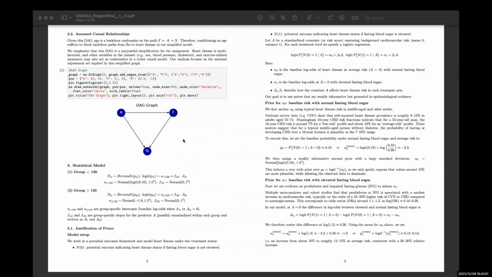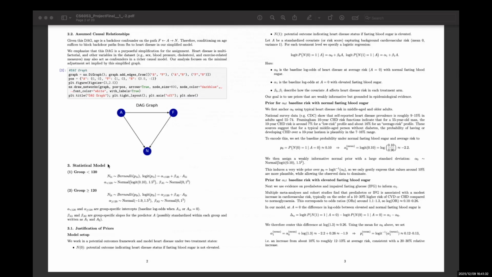We assume the relationship is a regular relationship. Age can influence the fasting blood sugar, since older patients are more likely to have elevated blood sugar, so we have an arrow from A to F. Age also affects heart disease risk, so we have A to N. This structure means age is a confounder. It creates a backdoor path from F through A to N. If we ignore age, we would mix up the effect of aging with the effect of fasting blood sugar. To block this backdoor path and identify the causal effect of F on N, we need to adjust for age in our statistical model. Now I will move on to the third part, the statistical model.